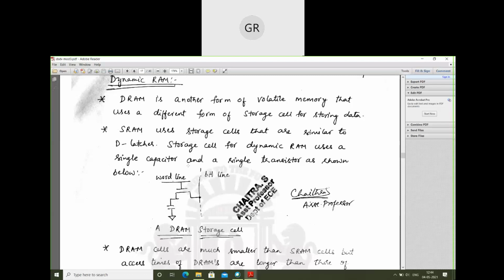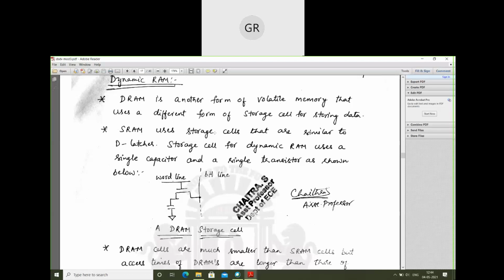Just remember here, DRAM is another form of volatile memory. Volatile means if the power supply is there, that memory will be on and it can do the storage operation. DRAM is another form of volatile memory that uses a different form of storage cell for storing data.